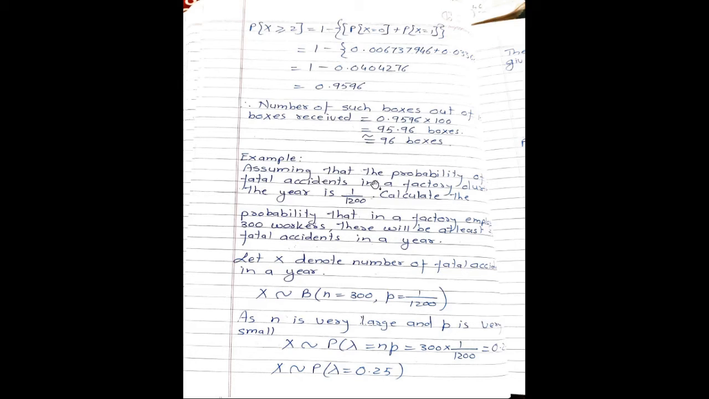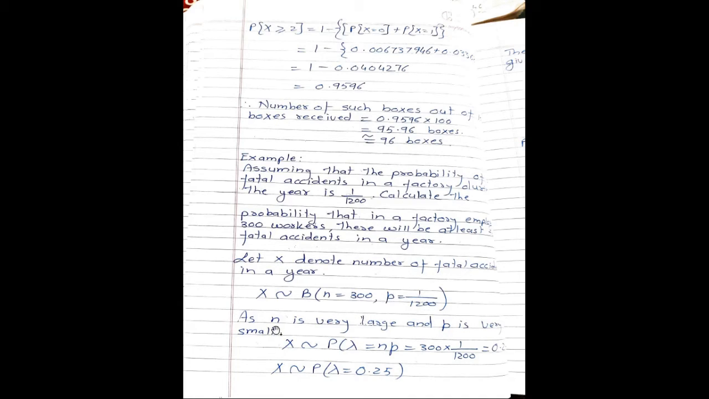Assuming that the probability of fatal accidents in a factory during the year is 1 upon 1200, calculate the probability that in a factory employing 300 workers, there will be at least 2 fatal accidents in a year. So let X denote the number of fatal accidents in a year. So X follows binomial distribution with N is equal to 300 and P is equal to 1 upon 1200.